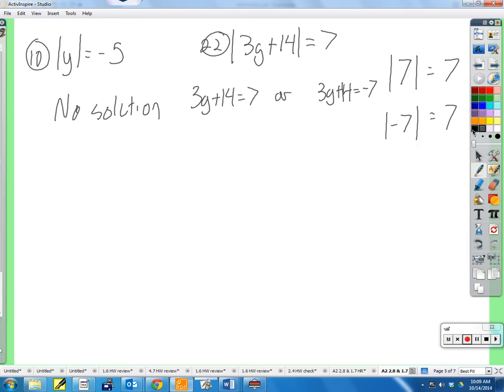3g equals negative 7. g equals negative 7 thirds. 3g equals negative 21. g equals negative 7.